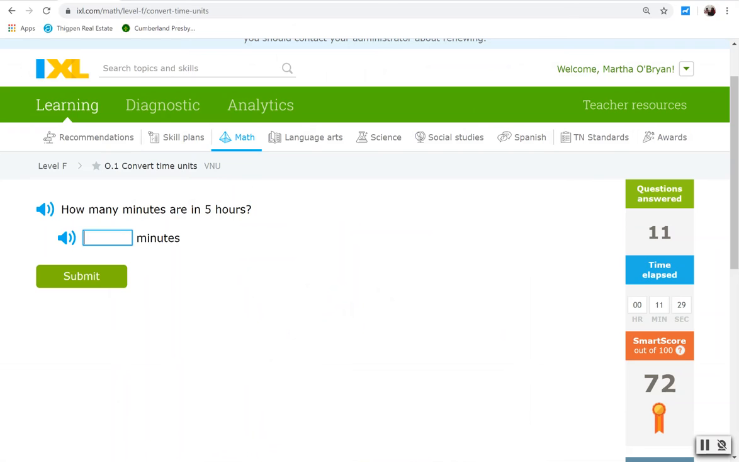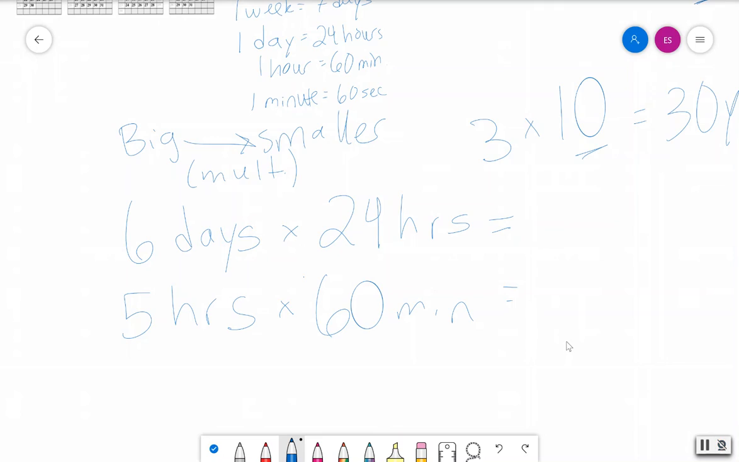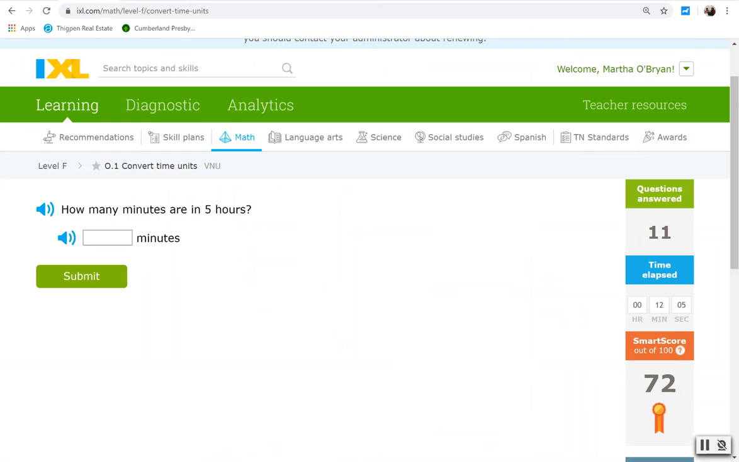How many minutes are in 5 hours? So this one is the same kind of problem as this one, where we're going from hours to minutes. Hours is a bigger unit than minutes, so we're just going to do hours, and then we're going to multiply that by how many minutes are in an hour. So there's 60 minutes in 1 hour, so 5 hours times 60 minutes. Back to my handy dandy calculator. 5 times 60, and I got 300. Let's put that in.